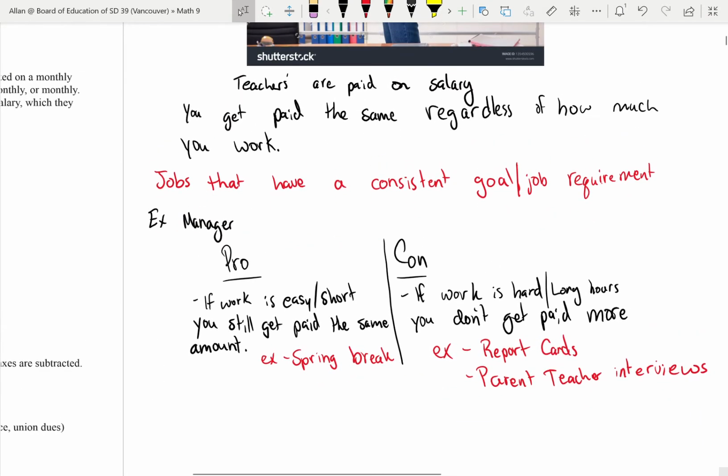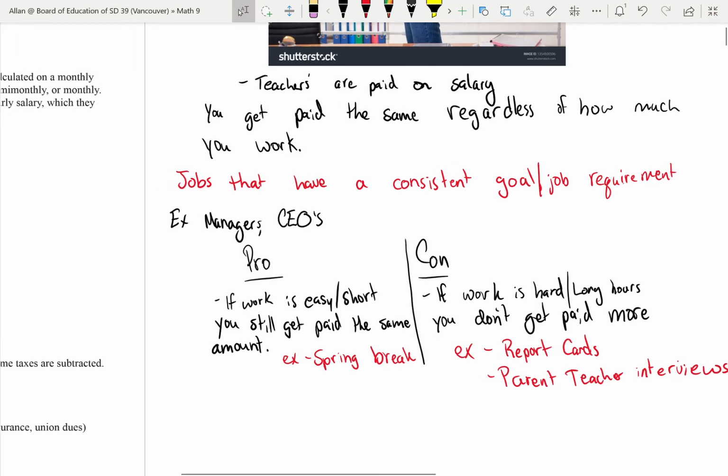So salaries, you'll generally see jobs like teachers, managers. If you can think of any other ones, feel free to put them in your notes. Another good one for me is CEOs that I can think of, like a manager of a company or the head of a company.